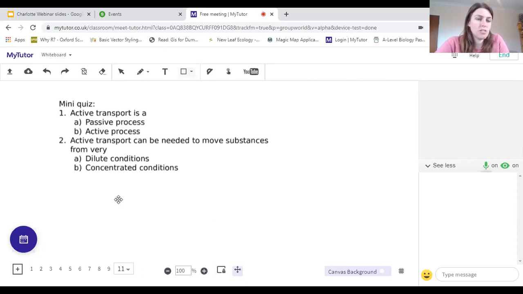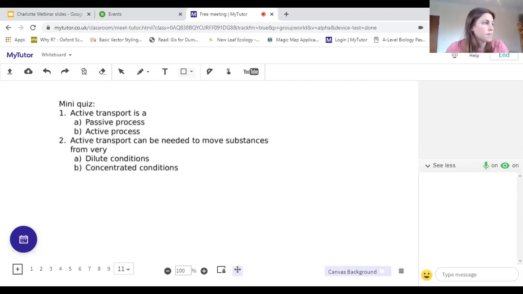Good. Question 2 is dilute conditions. So in the soil, those nutrients were in very dilute conditions. There was only like one little nutrient and then lots and lots of all the other things in soil around it, which means it's very dilute for it. Good. Exactly, it is opposite to diffusion. That's exactly it.